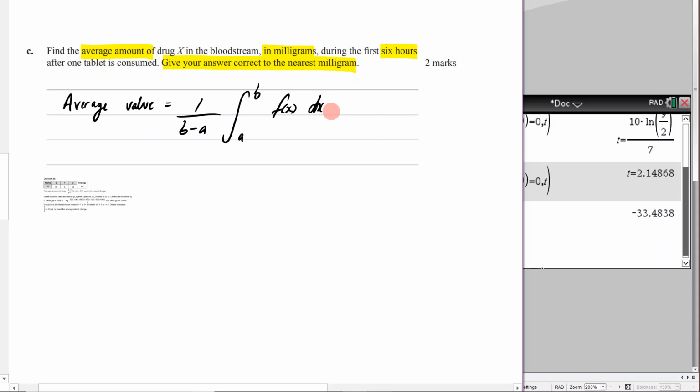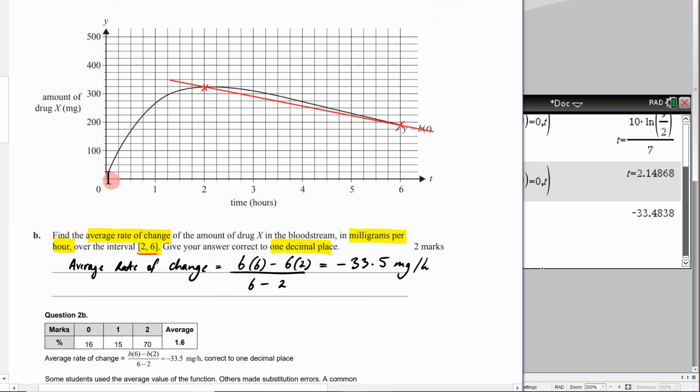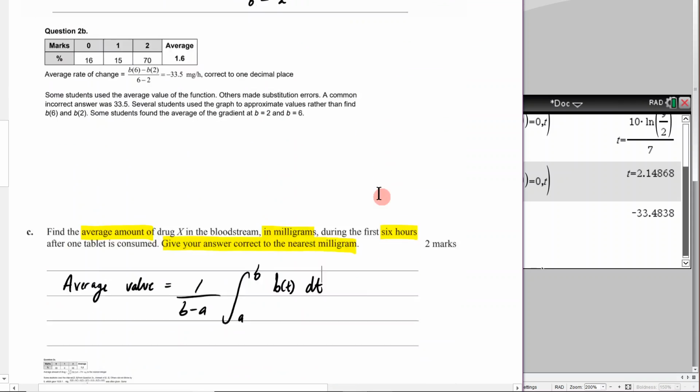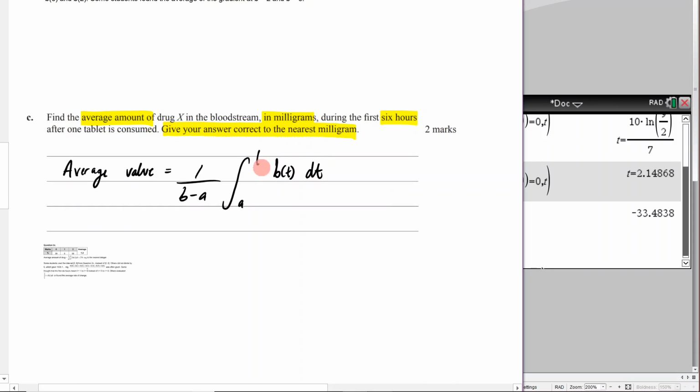So that's just kind of what I've committed to memory, but now obviously we're dealing with b of t, so this is going to be dt. We know that it is for the first 6 hours, so that means from 0 to 6. So 6 is my biggest value, so 6 will go there, and 6 will go there, and 0 will be my lower value, so 0 there. 6 minus 0 is just 6, so that is what we're dealing with. That is our average value. So 1 over 6 times that integral right there.